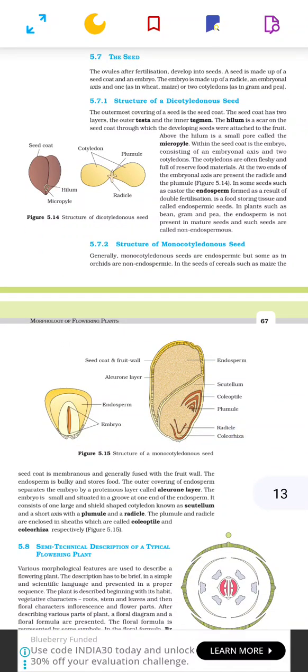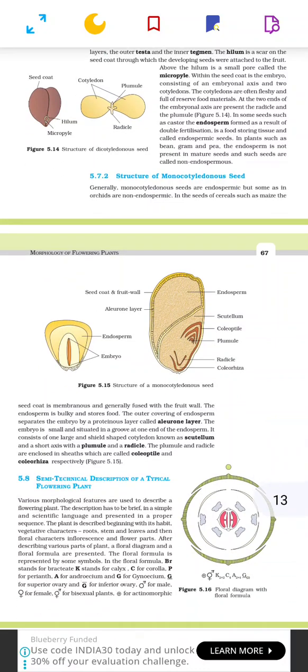Structure of a monocotyledon seed. Generally, monocotyledon seeds are endospermic, but some, as in orchids, are non-endospermic. In the seeds of cereals such as maize, the seed coat is membranous and generally fused with the fruit wall. The endosperm is bulky and stores food. The outer covering of the endosperm separates the embryo by a proteinaceous layer called the aleurone layer. The embryo is small and situated in a groove at one end of the endosperm.